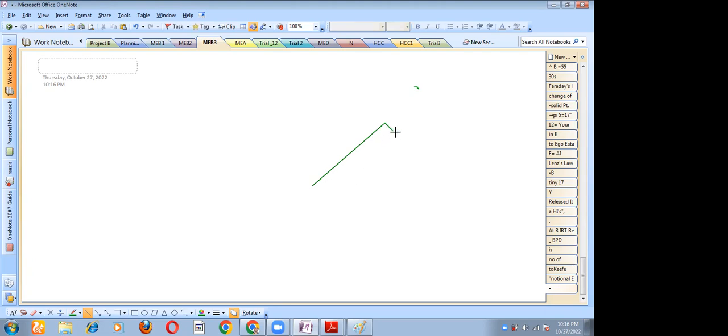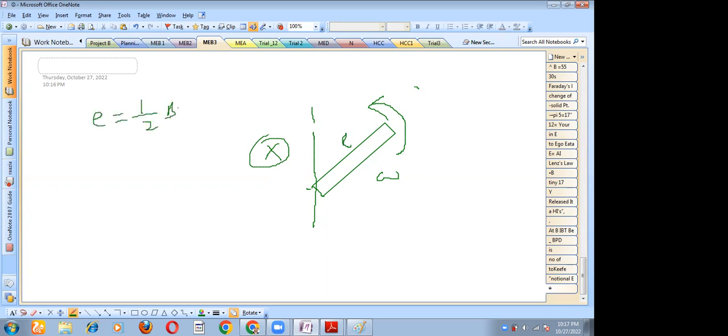This conductor is rotating with angular velocity omega in a magnetic field. Suppose its length is L and the magnetic field is inward or outward. In that case, we know that the EMF induced is half B omega L square. So for a rotating rod, the EMF induced is B omega L square upon 2.